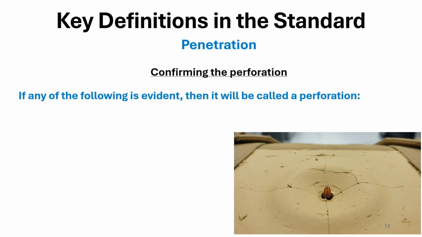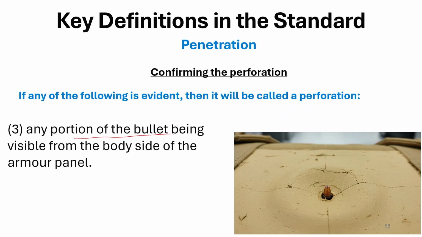And the third one is that any portion of the bullet which is visible from the body side of the armour panel, that is, from the other side of the armour. So, if any part of the bullet is visible there, partially, then we will call it perforation. After the bullet hits, it is caught and restricted, then we see the other side, the body side, and there we can see clearly whether there is any perforation or not.